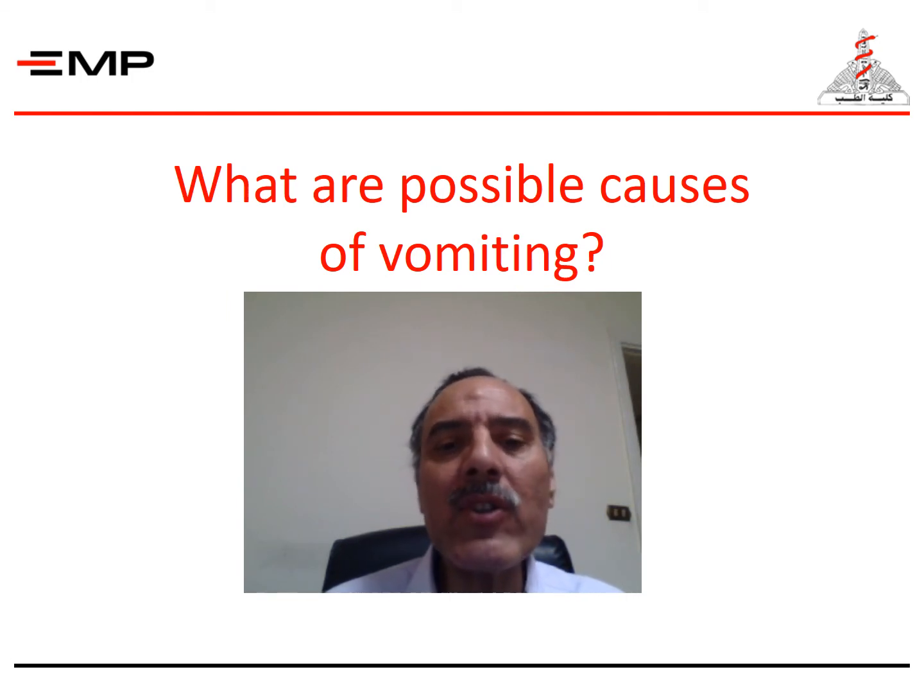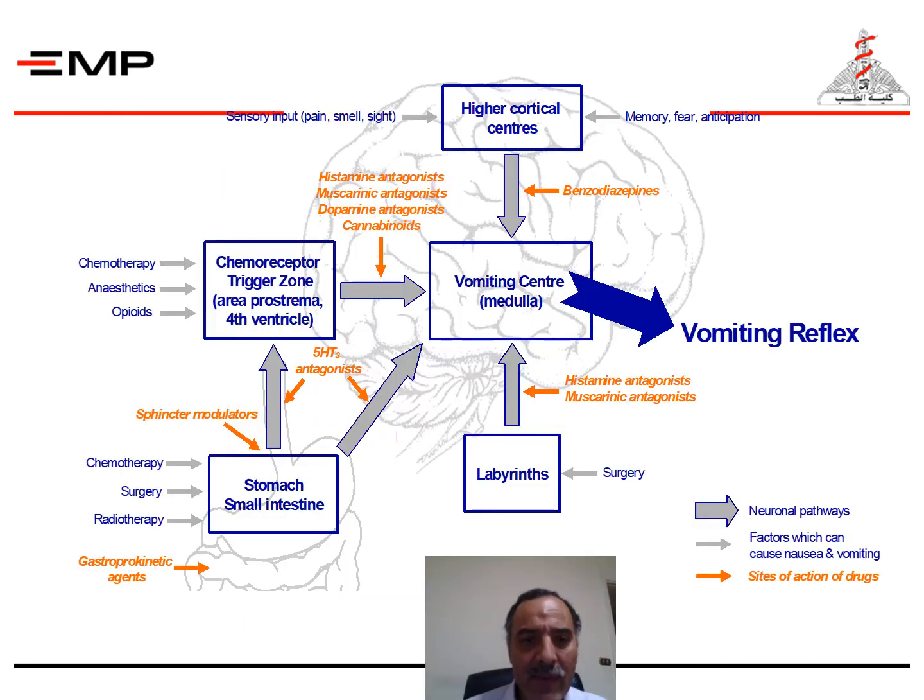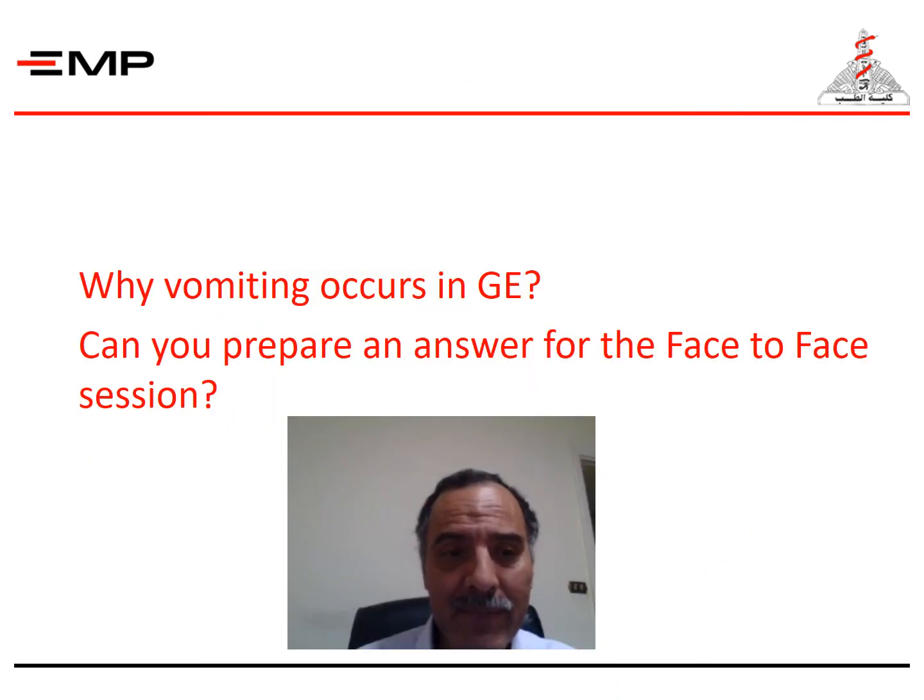What are the possible causes of vomiting? This will be discussed more in year 6. This diagram demonstrates how vomiting happens, what the stimuli are for vomiting to occur, and the medicines that are usually used to counteract the different pathologies so that they can be used as therapy. Why can vomiting occur? You can prepare an answer in gastroenteritis. You can prepare your answer to be ready for the face-to-face session.